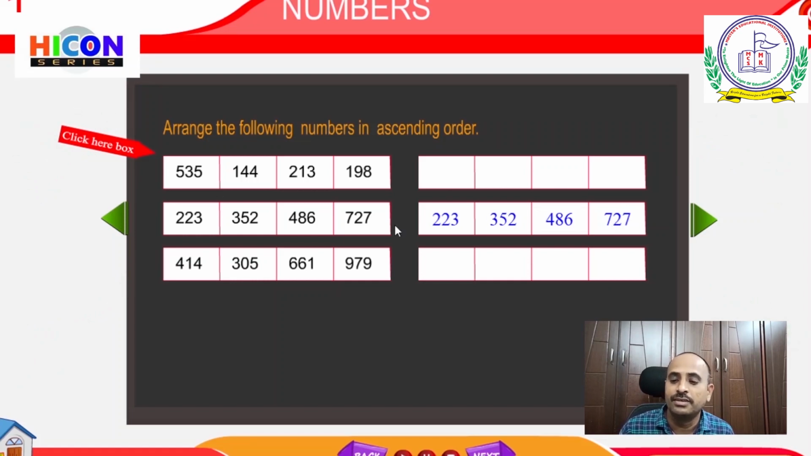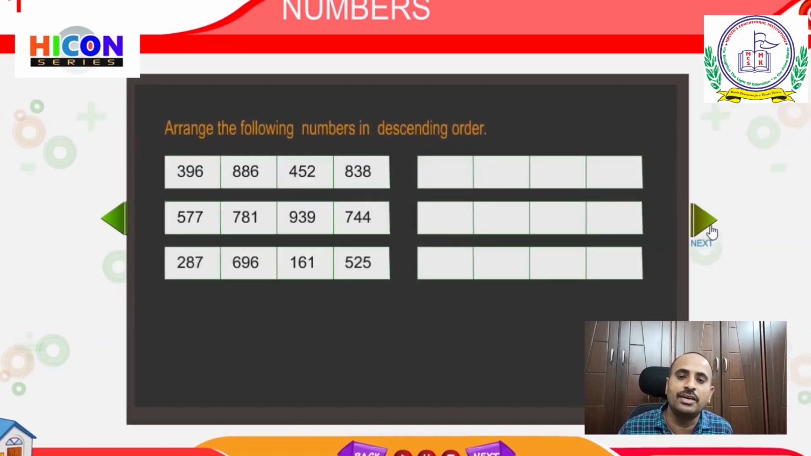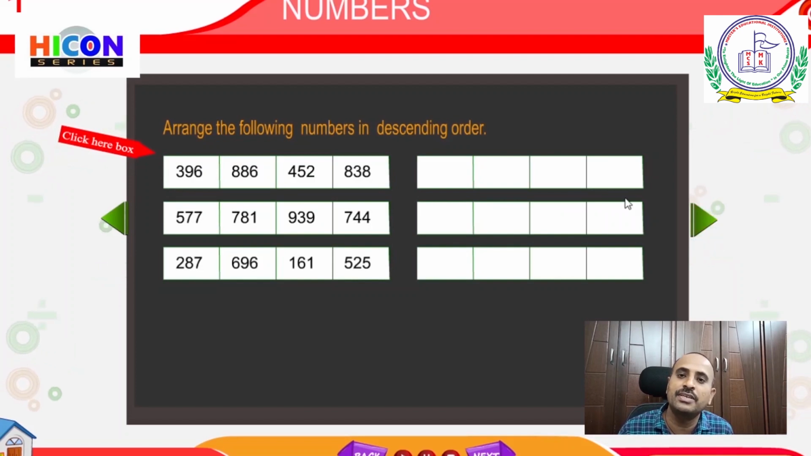So children, let us enter the next activity. Arrange the following numbers in descending order. Here also, 3 sets of numbers are given. We have to arrange each set of numbers in descending order. Descending order means decreasing order. That means we have to arrange the given numbers from greatest to smallest number. Greatest to smallest number is called descending order.